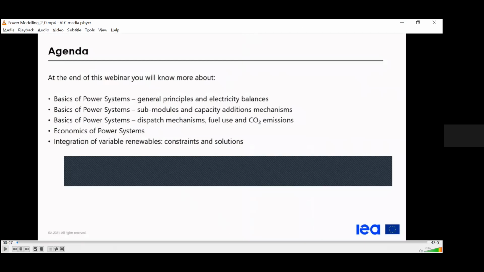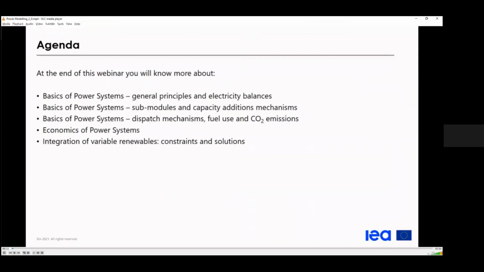Order and variable costs. I'd like now to expand a little bit more on that. And so in this section, we will now touch upon some other quite important aspects of power system economics.